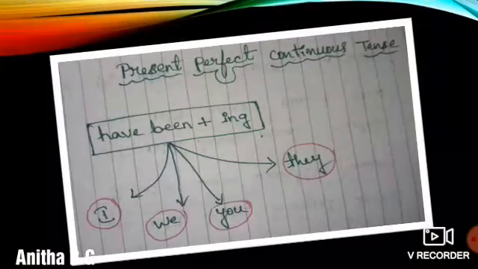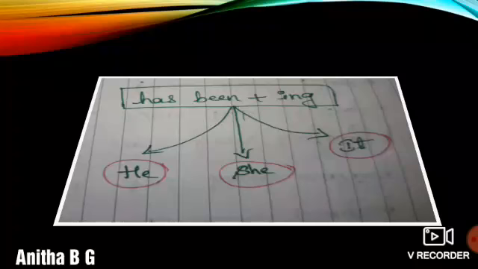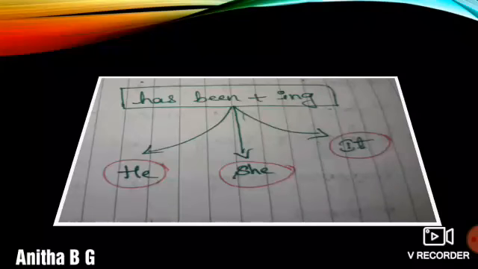And present perfect continuous tense, have been plus ing. For I, we, you, they, we have to use have been plus ing. I have been writing, we have been singing, you have been playing, they have been going. Like that in the present perfect continuous tense. For he, she and it, we have to use has been plus ing. He has been dancing, she has been writing, it has been singing.